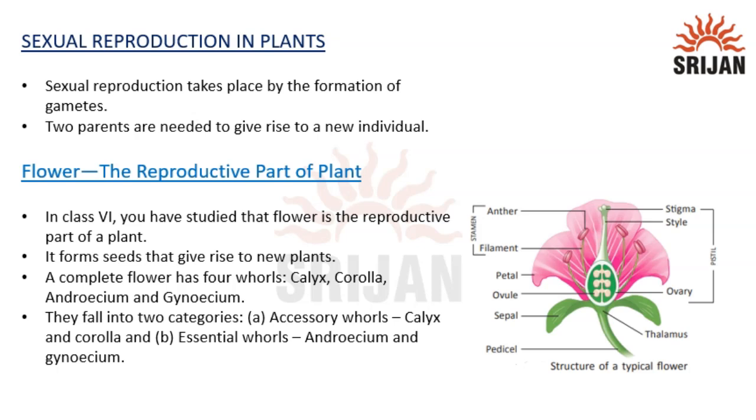Sexual reproduction in plants. Sexual reproduction takes place by the formation of gametes. The formation of gametes and the fusion of gametes is very essential for sexual reproduction in plants. Also, two parents are needed to give rise to a new individual.